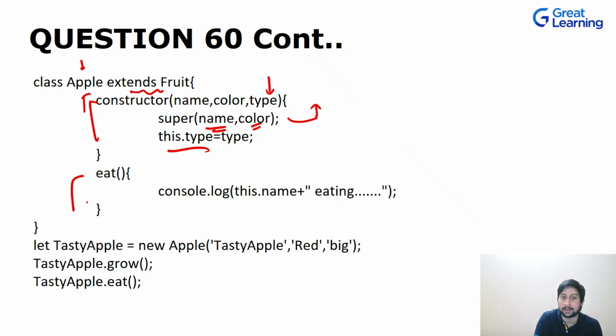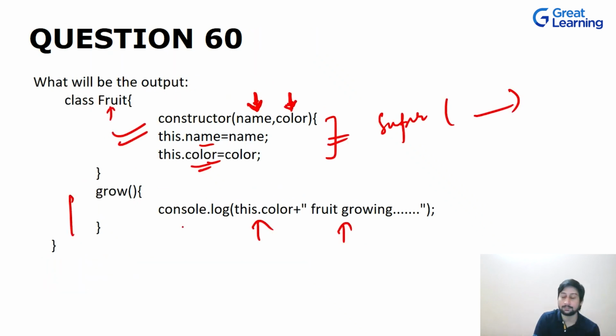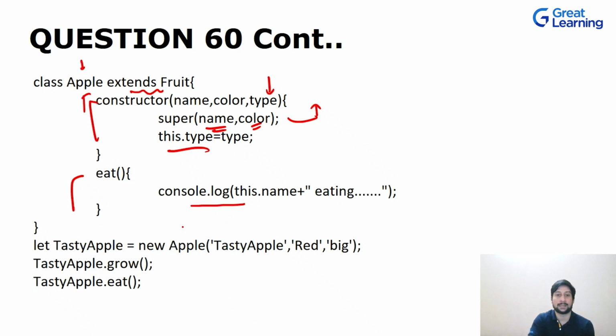Now we have another method, eat, which prints this.name eating. This.name refers to this name. Now what will be the output? We are calling the grow method and the eat method, and we are creating this object tastyApple with the help of the Apple class, passing in these three arguments.